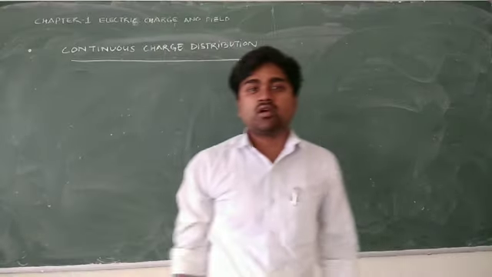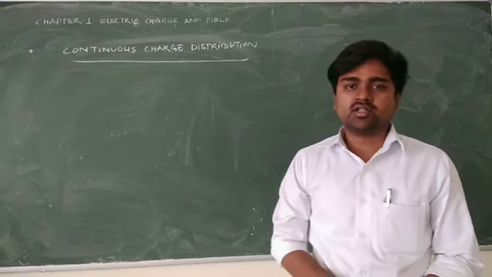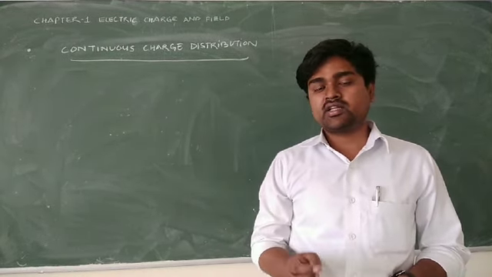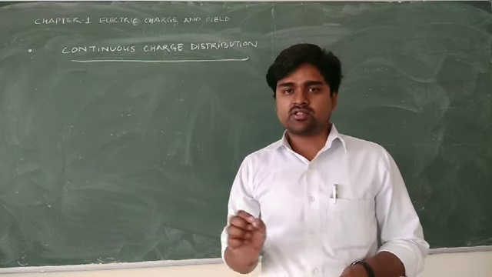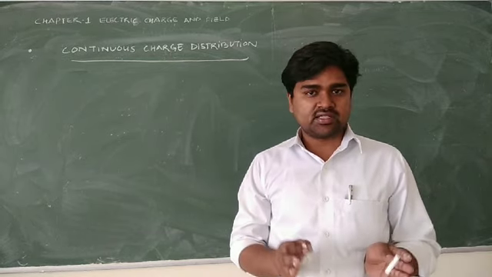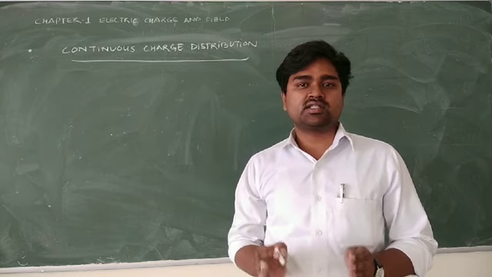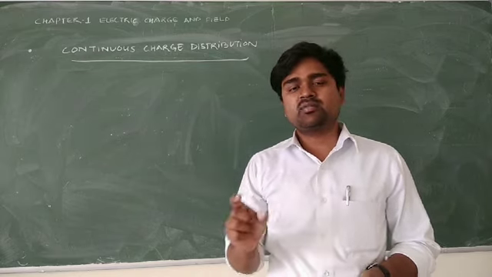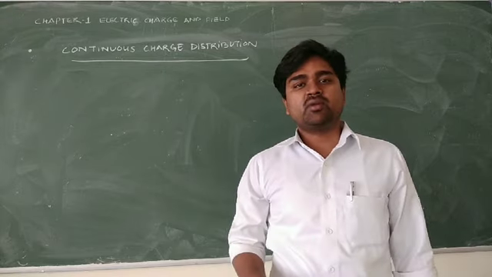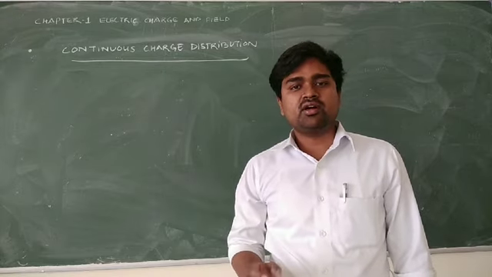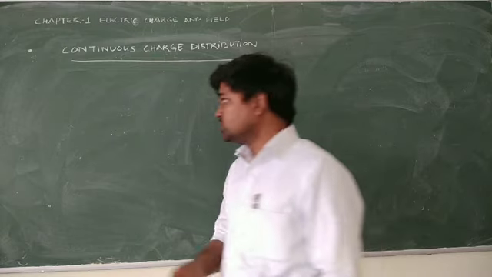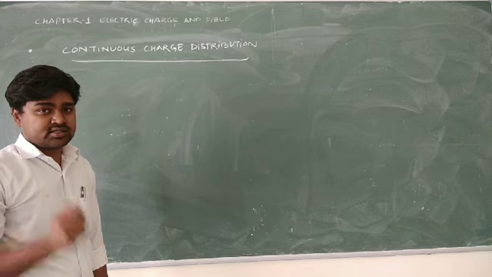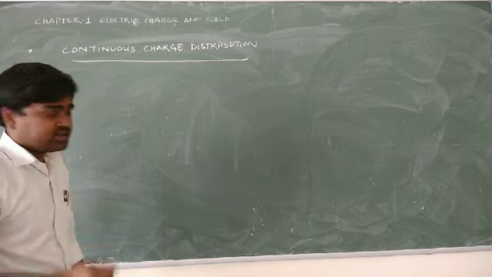So what is continuous charge distribution? The continuous charge distribution is the placing of electric charge over the region of space. So it is just placing or spacing the electric charge over the given region in this space. That region may be a linear region, or may be a surfacial, or may be a volumetric region. So the continuous charge distribution may be understood in three ways.